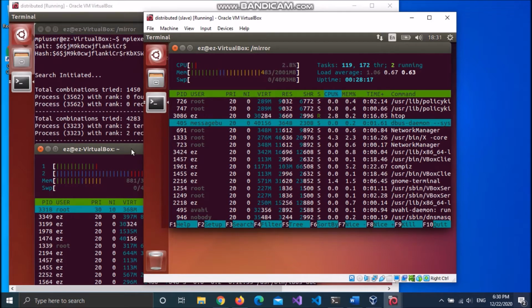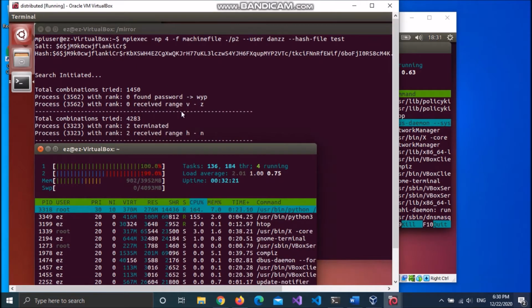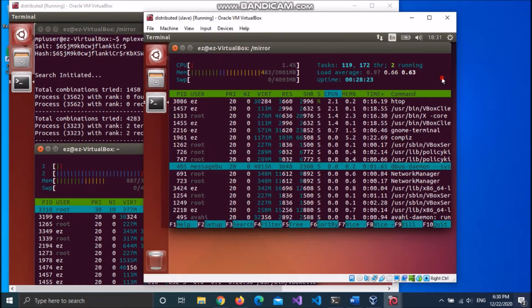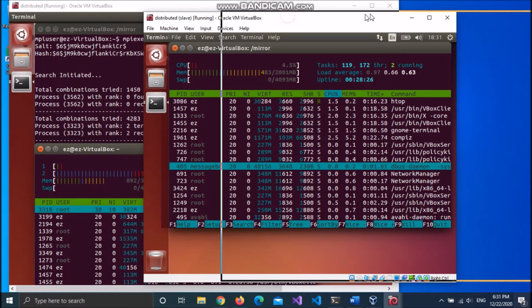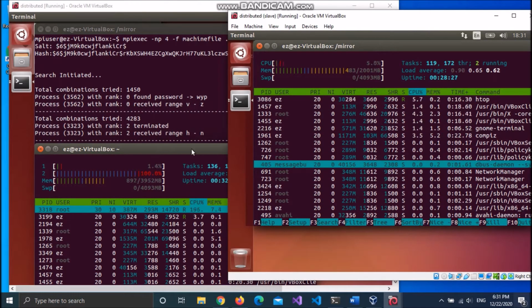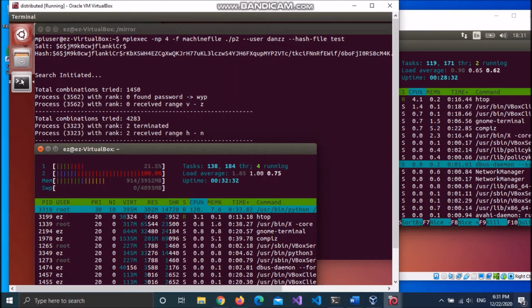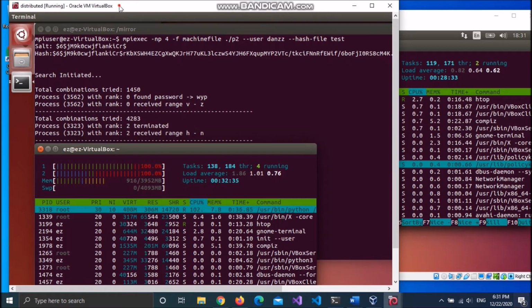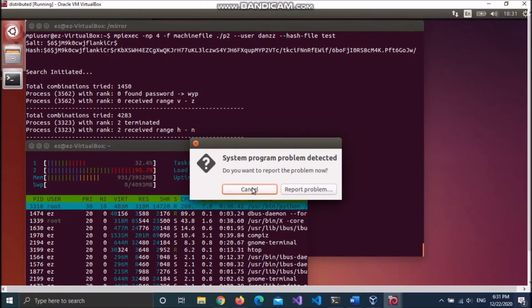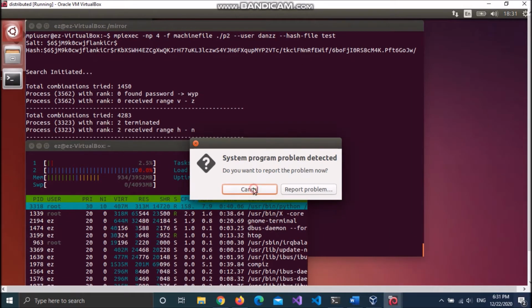As you can see, as soon as the application terminates, the resources of both machines go back to normal as indicated by htop. There are some errors with this virtual image.